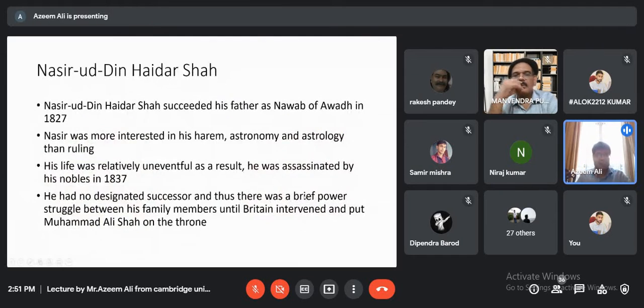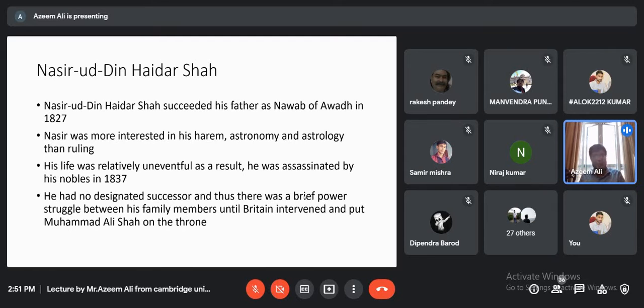And now we look at Nasiruddin Haidar Shah. Nasiruddin Haidar Shah succeeded his father as the Nawab of Awadh in 1827. He was more interested in his harem, astronomy, and astrology rather than ruling, and as a result, his life was relatively uneventful. He was assassinated by nobles in 1837. He had no designated successor, and this led to a brief struggle for power between his family members until Britain intervened and put Muhammad Ali Shah on the throne, who succeeded him.